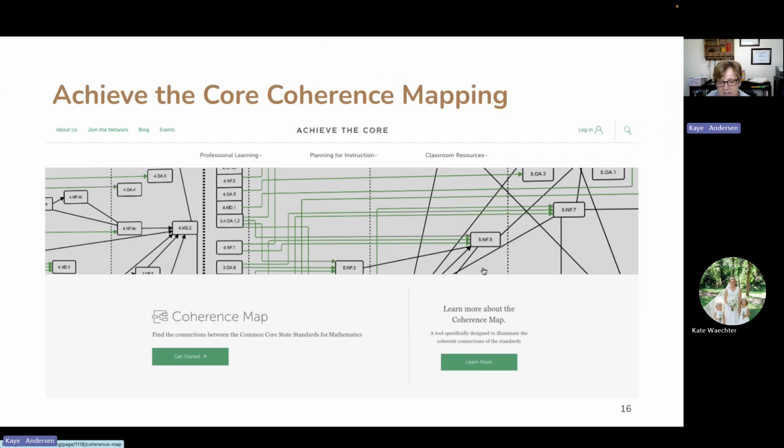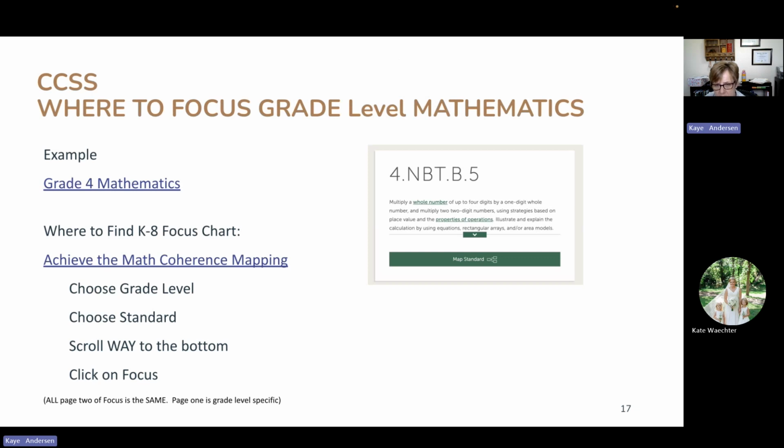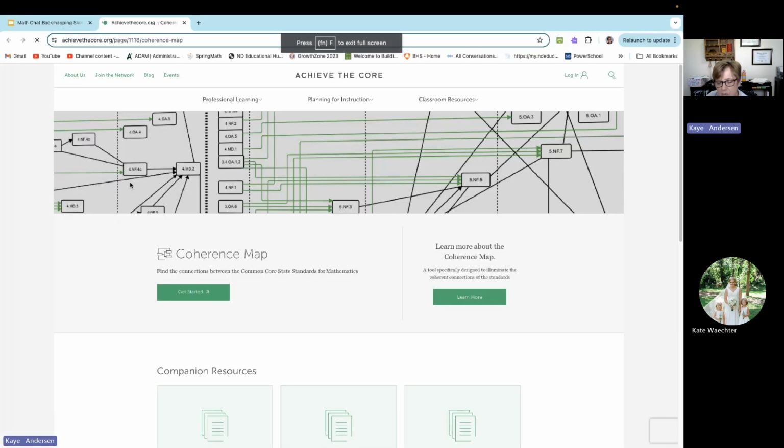Another place I might look is at the Achieve the Core coherence mapping. The Achieve the Core coherence mapping is only done in math, but it provides us with some really good information on what standards most support math achievement in Algebra 1. The bottom line is Algebra 1 is the gatekeeper of all math classes. If our students can't be successful at Algebra 1 on their own, and rather we have to drag them through Algebra 1, we know that they're probably not going to be very successful at the next level. So I'm going to take you there just so that you can see what this means.